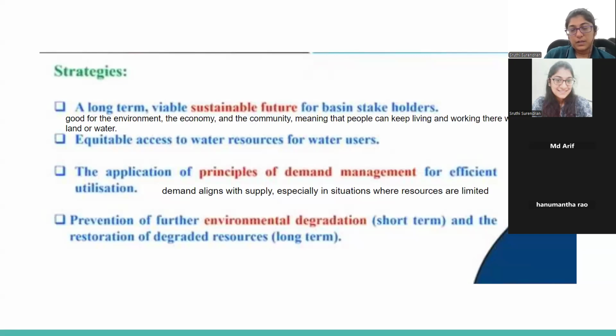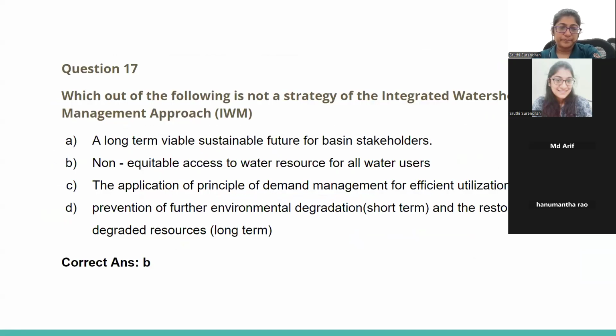Then prevention of degradation of the resources, short term as well as long term, is another strategy. So in here, non-equitable access to water resource for all water usage is not a strategy adopted. Equitable access to water resources for all water usage is the correct answer. So option B will be the correct answer in this question.